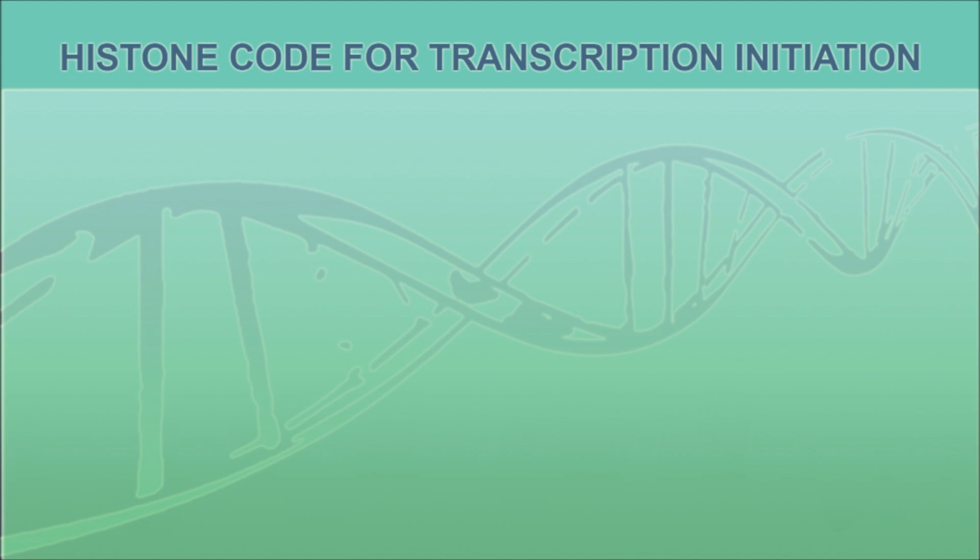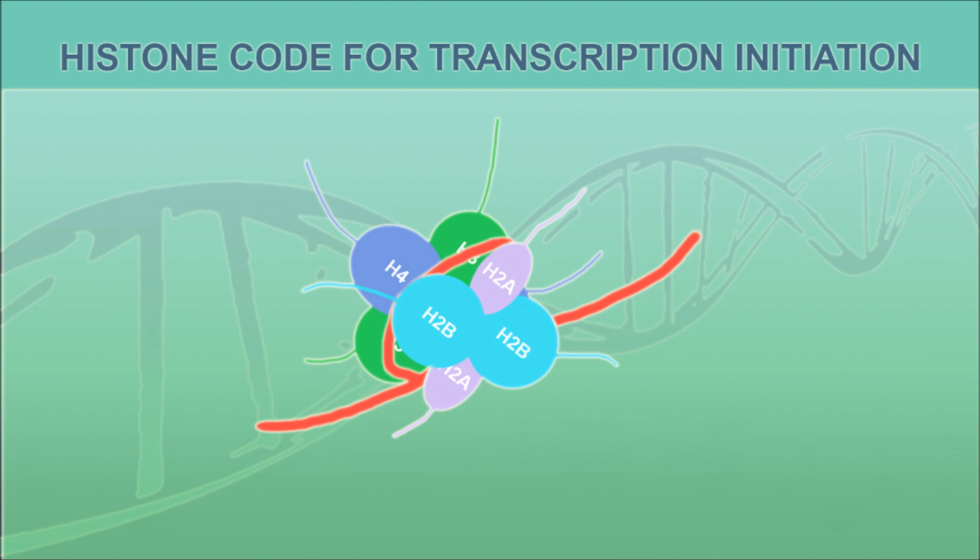As a wrap-up for this video, I'd like to provide an example of how to write a histone code for transcription initiation. Note that the following steps can only occur in the order presented. Here's a histone core with an N-terminal histone tail coming off each histone protein. Here is the TATA box, which is in the promoter and usually 25 to 35 base pairs upstream of the transcription start site. Here is the binding site for the activator protein.